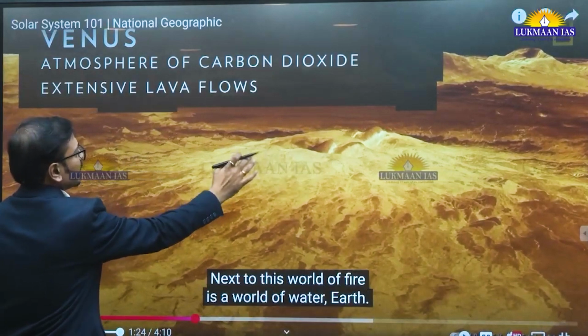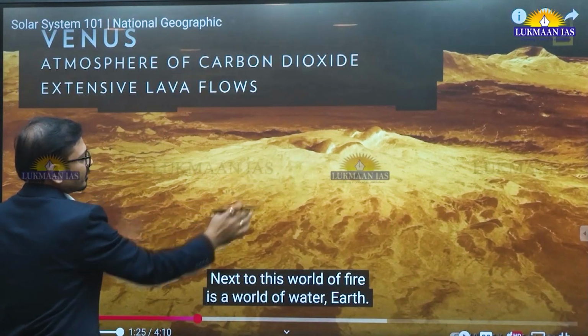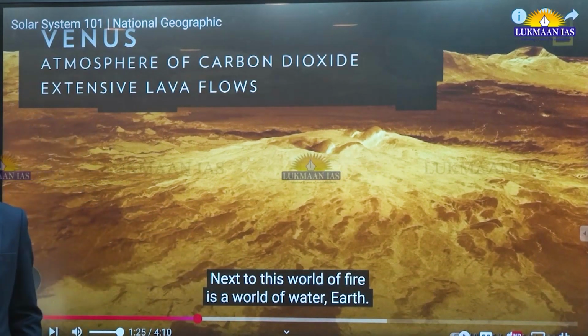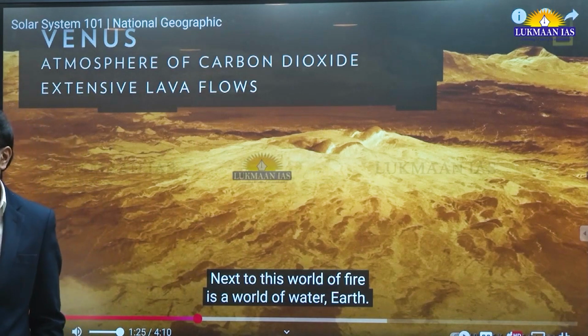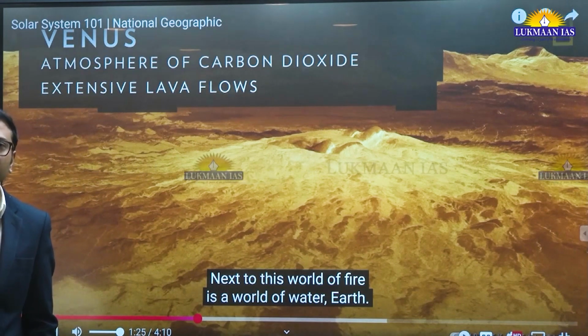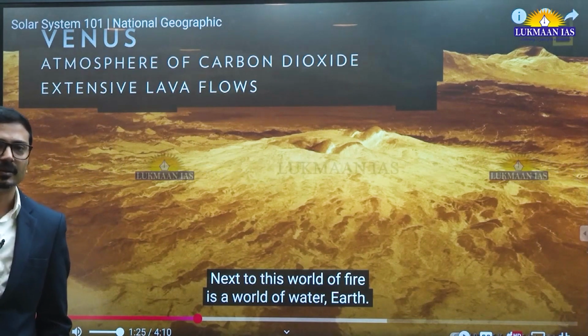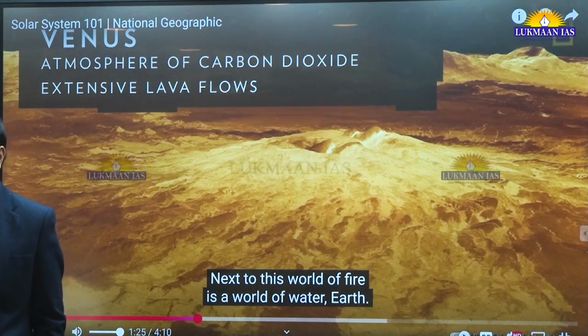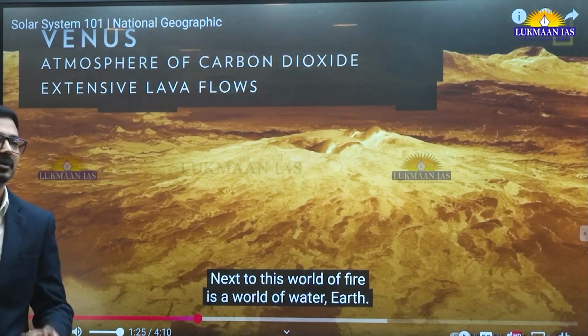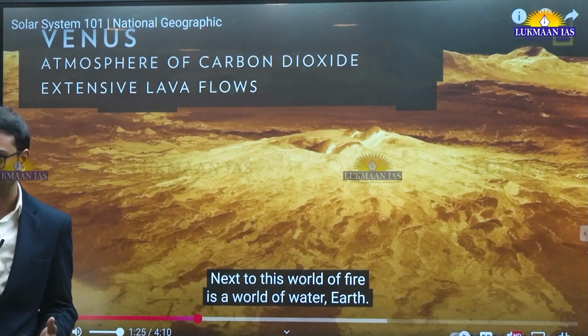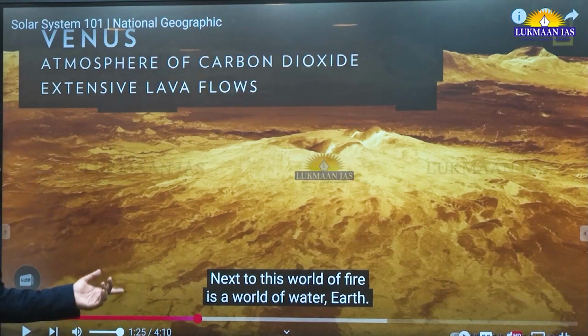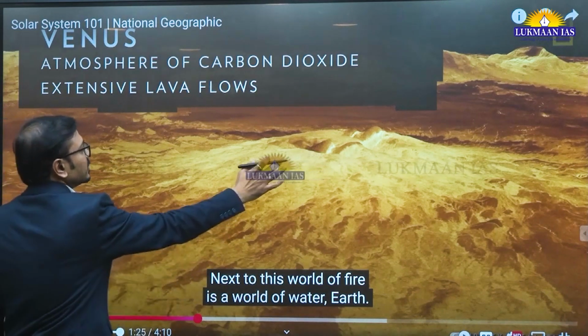Suppose there is a question in prelims like this: world of fire. Why is Venus the hottest planet in our solar system? Why is it not Mercury? It is because of 2 reasons. One is the atmosphere or the clouds, largely made up of CO2 and also SO2, sulfur dioxide. Second is volcanic eruptions, extensive volcanic eruptions.